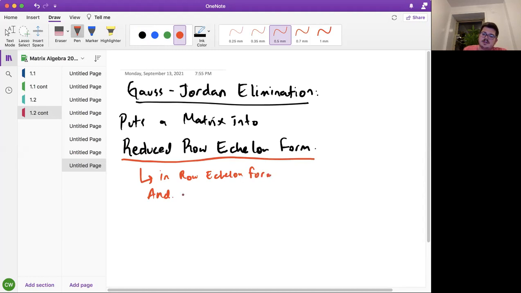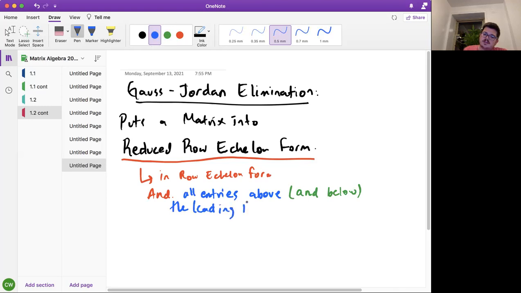So all entries above, I'll put in quotes, and below, because that's just required for row echelon, are 0, or rather all entries above the leading ones are 0. Okay, so in row echelon form, we have these leading ones, right? But if we want to put something into reduced row echelon form, we also have to eliminate all entries above each leading one.